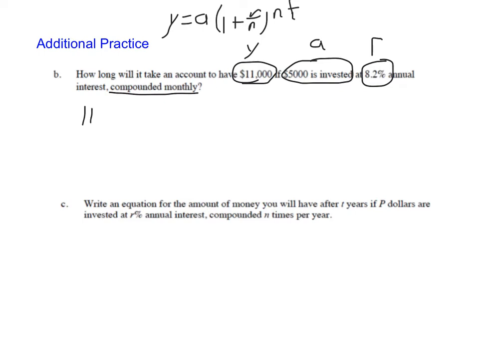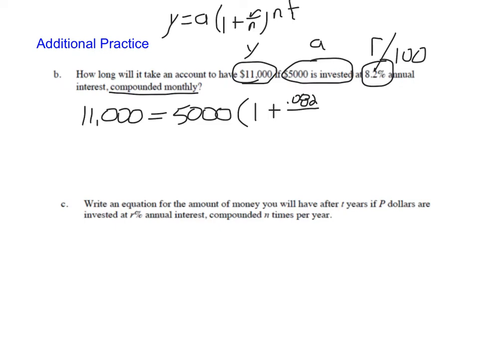So 11,000 is our output value. That has to equal our initial investment of 5,000 times 1 plus, convert this into a non-percentage decimal by dividing by 100. So I get 0.082 over n, which is compounded monthly. So that's 12 months, raised to the 12 times t.